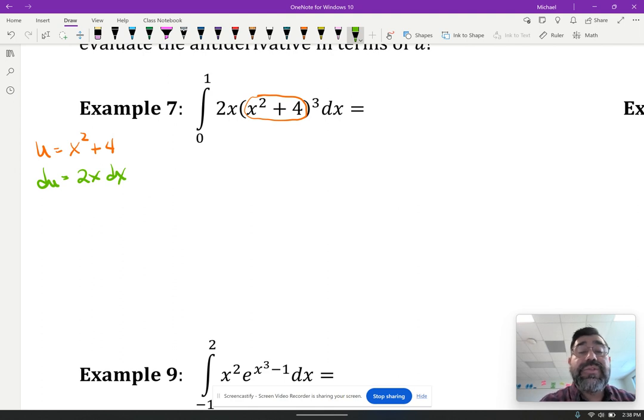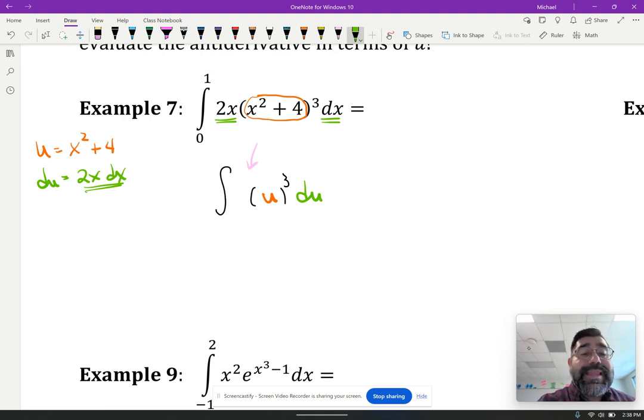I'm getting ready to do my substitution. Do I have enough to change my dx for du? I do, because if you look, I have 2x dx. I need 2x dx, so that's going to be a clean switch. And then x squared plus 4 is going to be replaced by u. And so I'm going to start my substitution and say this is really u to the third du.